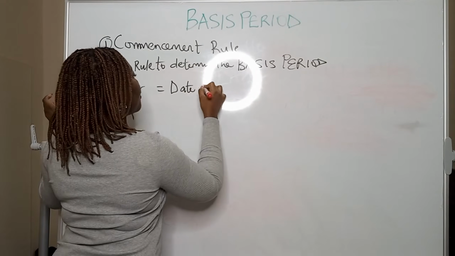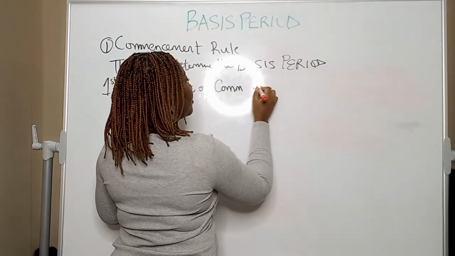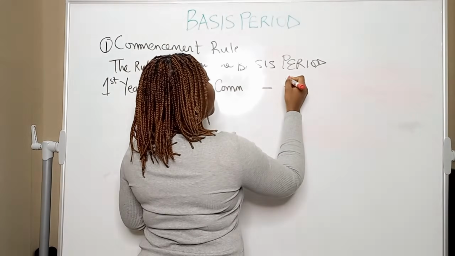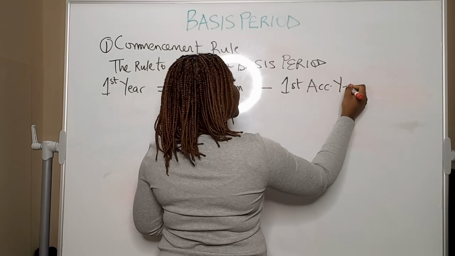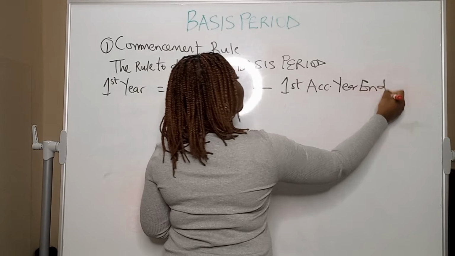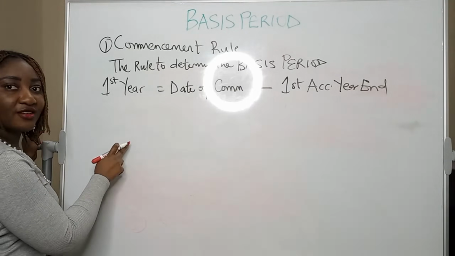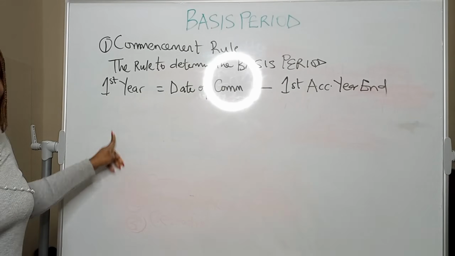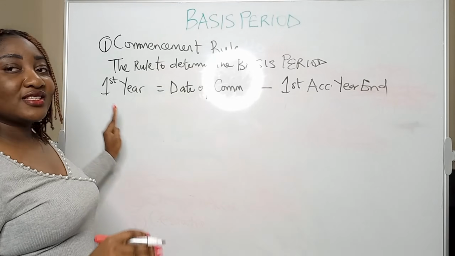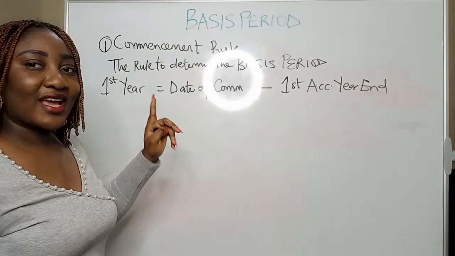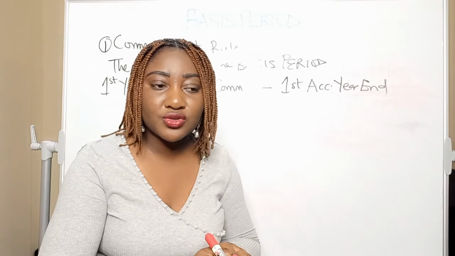Date of commencement to first accounting year end. We'll solve an example. Then the second year: these years I'm giving you are the years of assessment. This first year, that's 2024, 2020, they are the years of assessment. Like I said in the beginning, year of assessment is the same thing as tax year, the year under consideration.